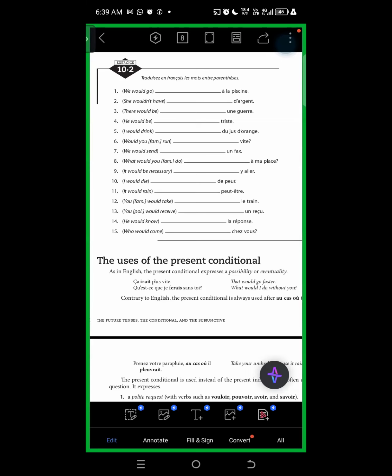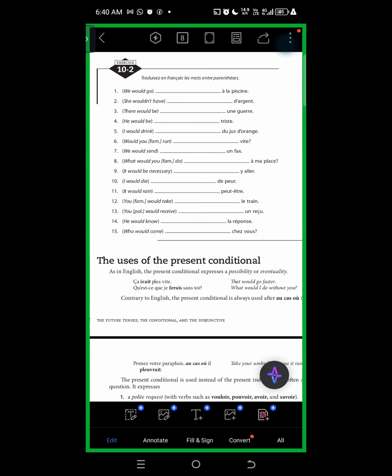It would rain, perhaps. Peut-être. It would rain. That's il pleuvrait. Il pleuvrait peut-être. Pleuvrait. That is a word. Okay, the next one.